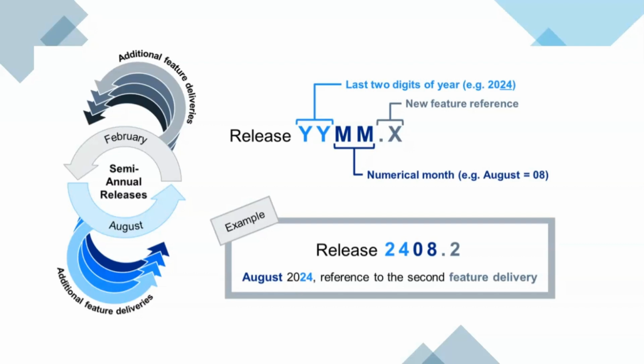Now, the code used to identify a release includes the two digits of the release year, the numerical month, and a reference to each subsequent feature delivery as they are rolled out. For example, if the past major release was August in the year 2024 and two feature deliveries have been pushed since then, the release code is 2408.2. So dot 2 represents the feature deliveries since the major release.